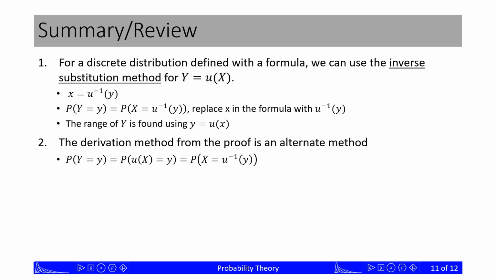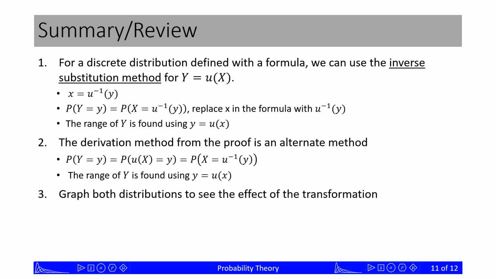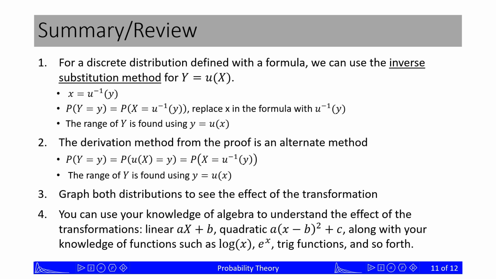We start out with what we want, p of capital Y equals lowercase y. We replace capital Y with the function or transformation of capital X and solve for capital X. Then we substitute inverse u of lowercase y for every lowercase x in the PMF of random variable x. Remember to transform the values of x to y as well. One way to see the effect of the transformation is to graph the before and after. Alternately, you could think through the transformation using your knowledge from algebra to sketch the new distribution.